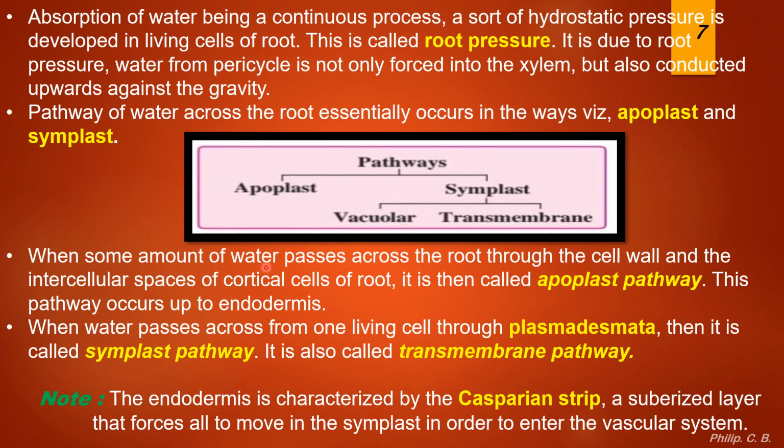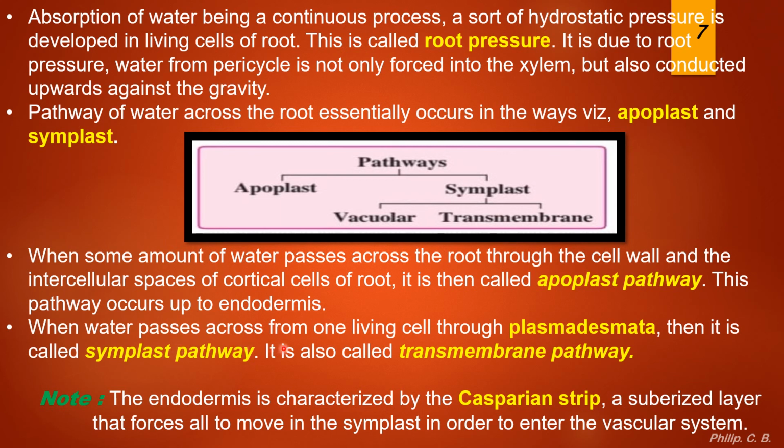When some amount of water passes across the root through the cell wall and intercellular spaces of cortical cells of the root, it is then called the apoplast pathway. I repeat this statement, students. When some amount of water passes across the root through the cell wall and the intercellular space of the cortical cells of the root, it is then called the apoplastic pathway. This pathway occurs up to the endodermis. So that means the pathway is through the cortical cells, through the intercellular spaces.